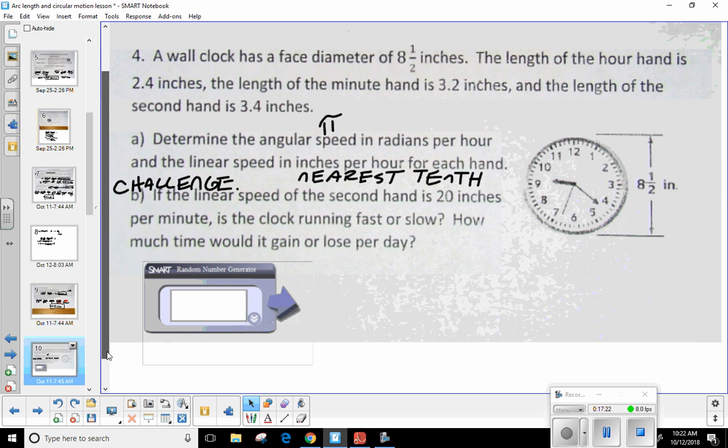3 minutes left. Okay, make sure you're conversing with your group.